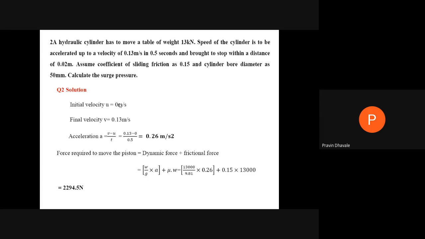Now, second example. A hydraulic cylinder has to move a table of weight 13 kilonewton. The weight, or force, is W. The value of W is given: 13 kilonewton, not watt, and you can convert it into newton.